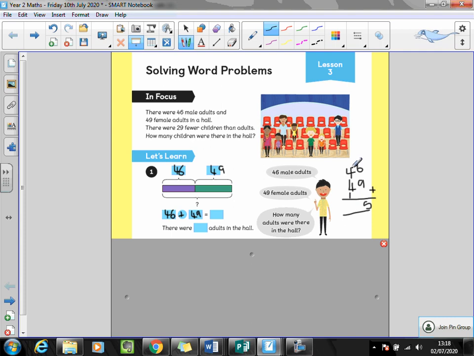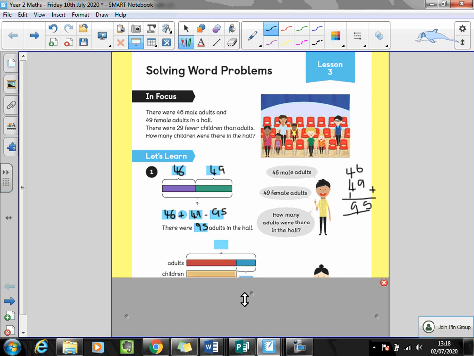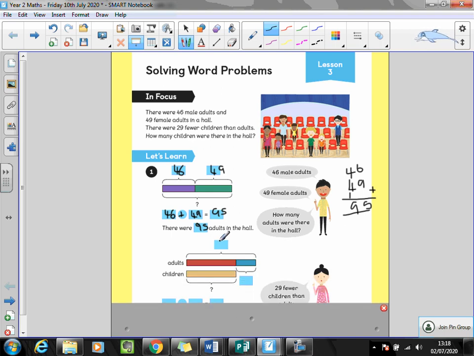Then we can look at the tens column. 40 add 40 is 80 plus another 10 is 90. So we know there are 95 adults in the hall. Okay, it doesn't matter if they're male or female now. We just need to know there are 95 adults altogether. We can then look at how many children there are, because we know there are 95 adults altogether.